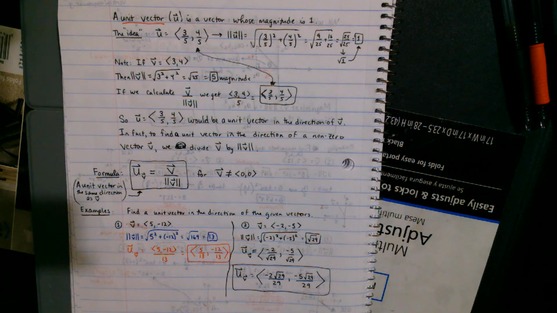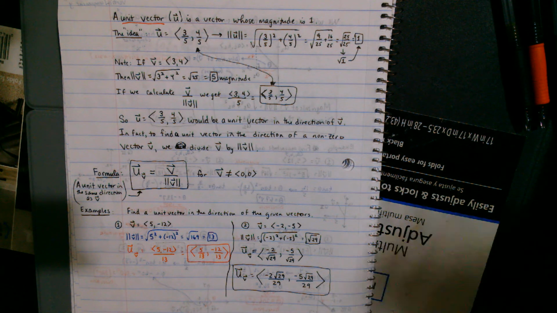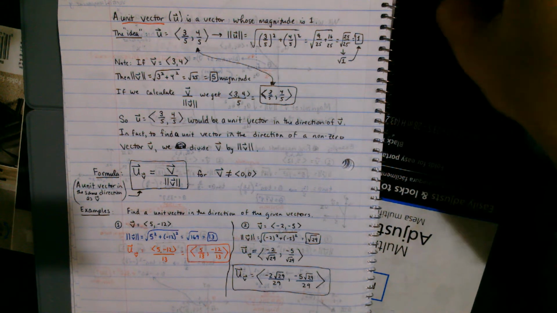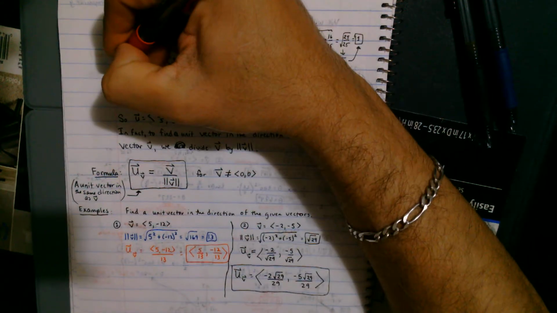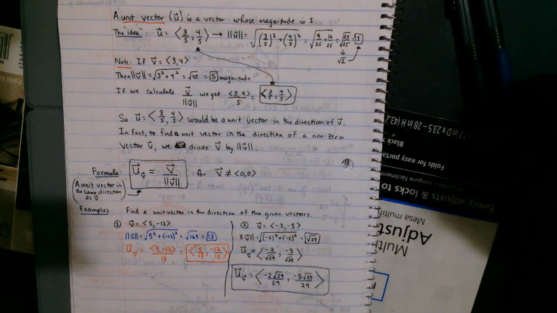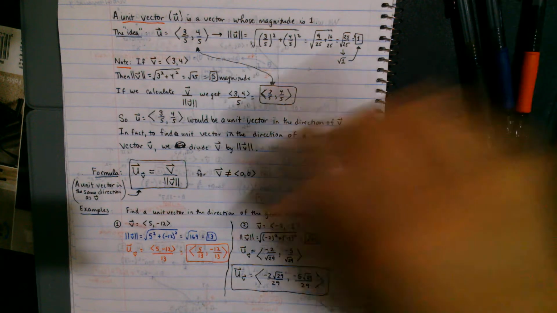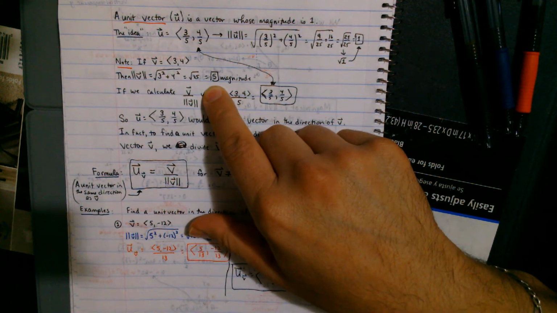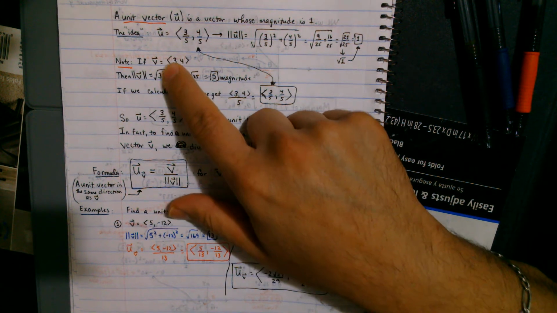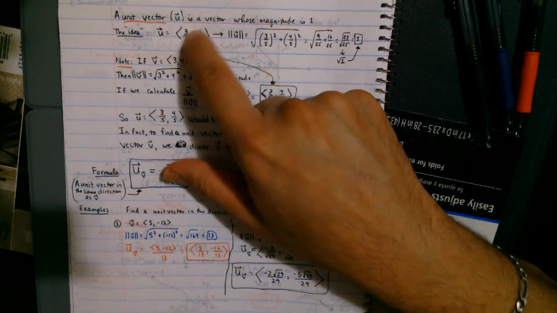I could also take the vectors 0, 1; 1, 0; negative 1, 0; and 0, negative 1. Those are also all unit vectors. So note, if the vector is the point 3, 4, or in component form, the vector 3, 4, its magnitude is going to be 5. So if I take 3 over 5 and 4 over 5, that's the unit vector here.